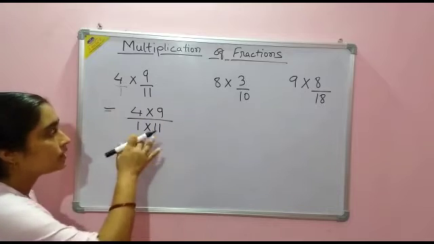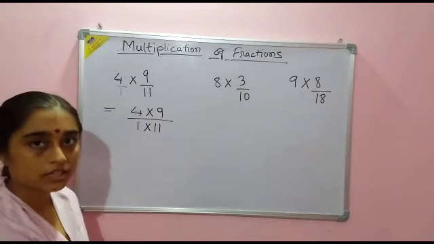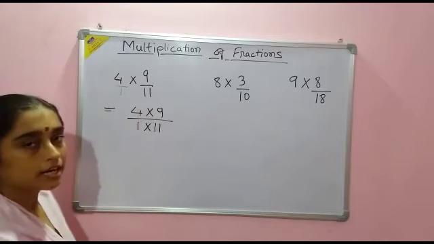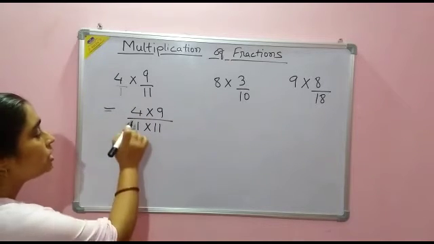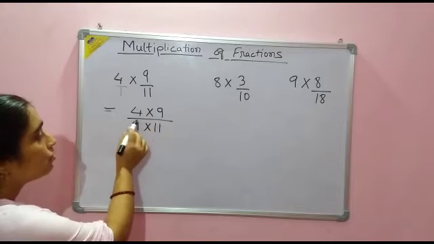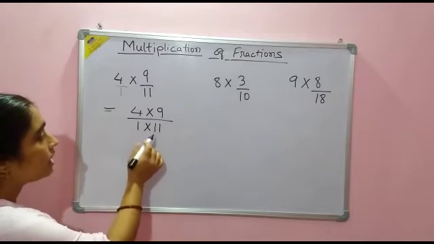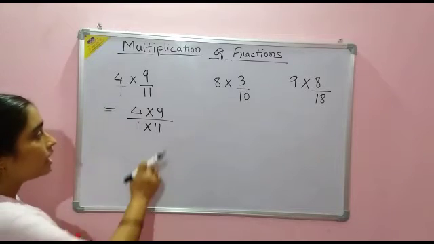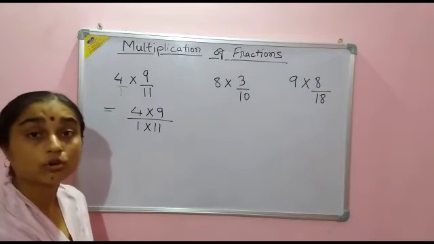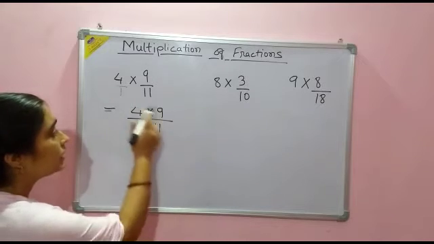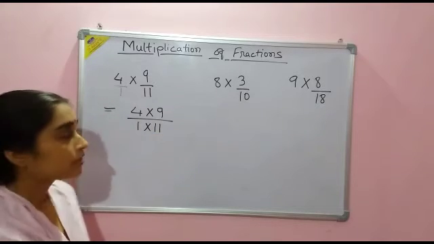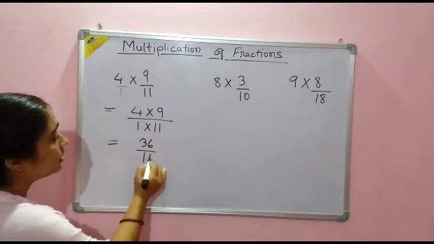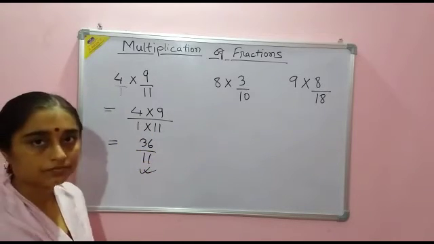Now try to cancel the numbers. Find out any common factors, a common number that can divide any of the numerators and denominators. You see, 4, 9 and 11, none of the numbers is able to divide each other. 11 is a prime number, so it has no other factors. So cancellation is not possible here. So what we will do is multiply the numerators and the denominators, and that is the answer.